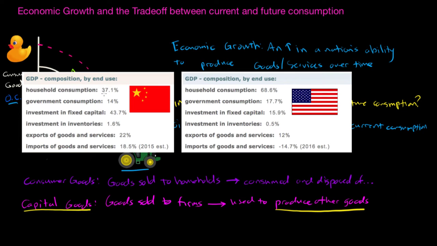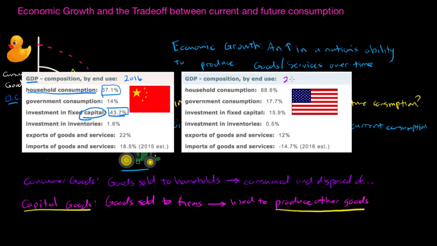First, let's look at China. Notice that in 2016, the year for which this data applies, China invested 43% of its entire GDP. What does that mean? It means that $43.7 out of every $100 spent in China was spent on capital goods. Compare that to the level of consumption in China. Only 37% of China's total spending went towards household consumption. China is choosing to allocate more of its resources towards the production of capital goods than it is towards the production of consumer goods.